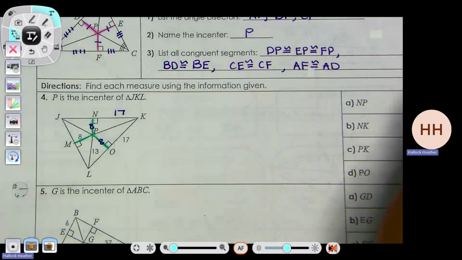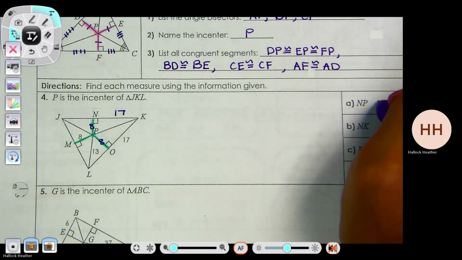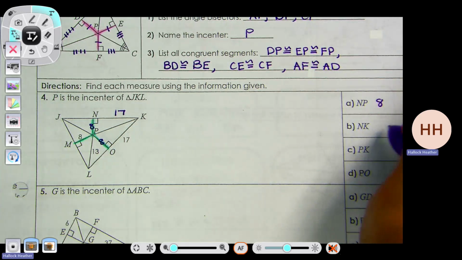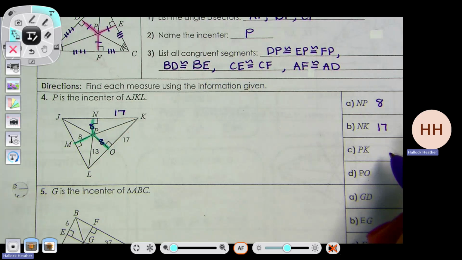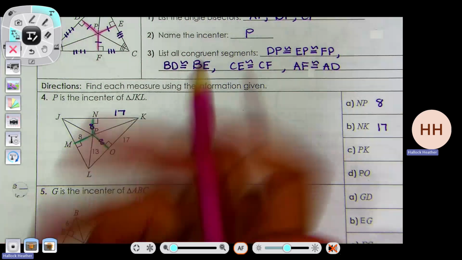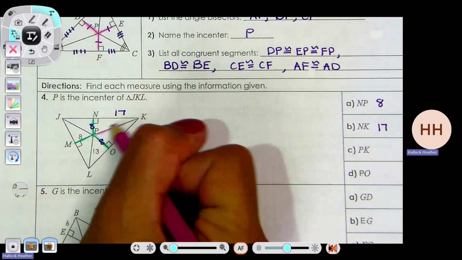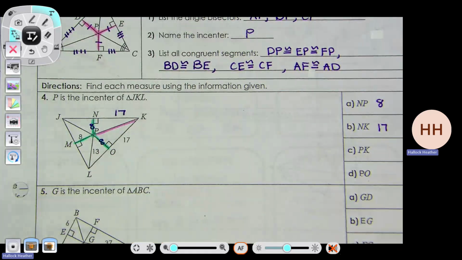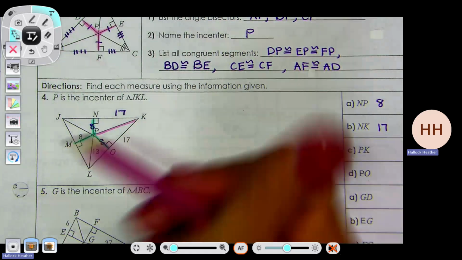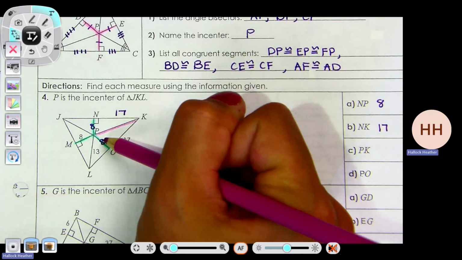So how much is NP? 8. How much is NK? 17. Now we have to find PK. Where is PK? Oh, PK is here. PK does not have a number. PK does not have a matching part. So what are we going to have to do? Pythagorean theorem. It doesn't matter which triangle you color because they both have 17. They both have 8. You're only coloring one of the triangles.